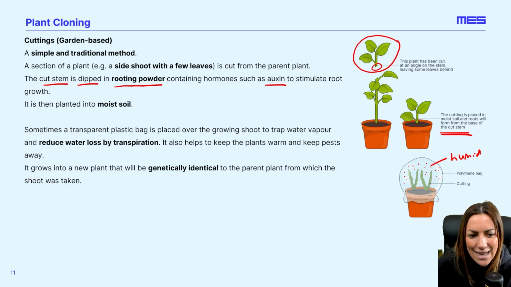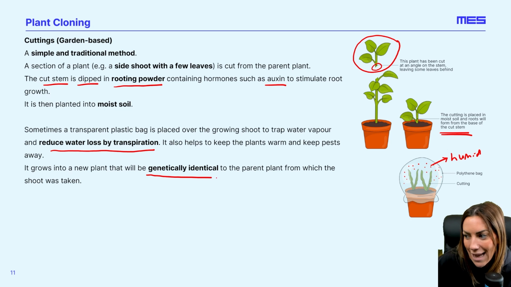Yes, it keeps away pests. Yes, it makes it a little bit warmer because it acts like a mini greenhouse, increases the temperature, but it also makes the environment in here really humid or really moist, which will reduce the rate of transpiration or reduce water loss by evaporation. Obviously, again, this is an example of plant cloning. It's an example of asexual reproduction because you're just using one parent plant. So the offspring plants will again be genetically identical to the parent plant from which the original shoot was taken.